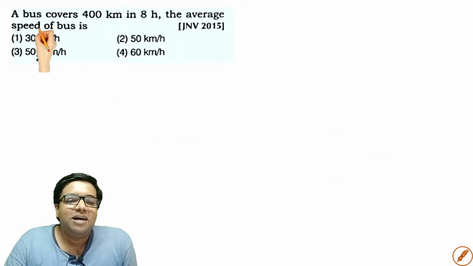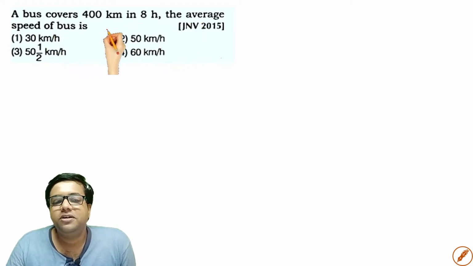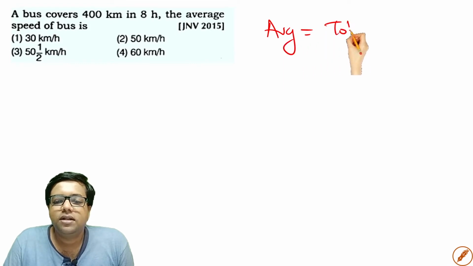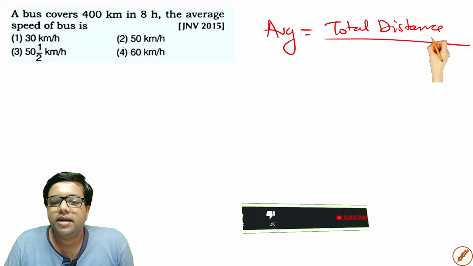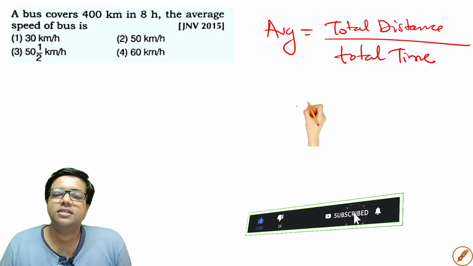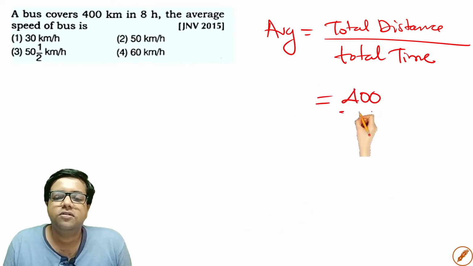A bus covers 400 km in 8 hours. The average speed of the bus, come on, this is very easy. Average speed, you know, is total distance by total time taken. And we know total distance here is 400 kilometer, by total time taken of 8 hours.